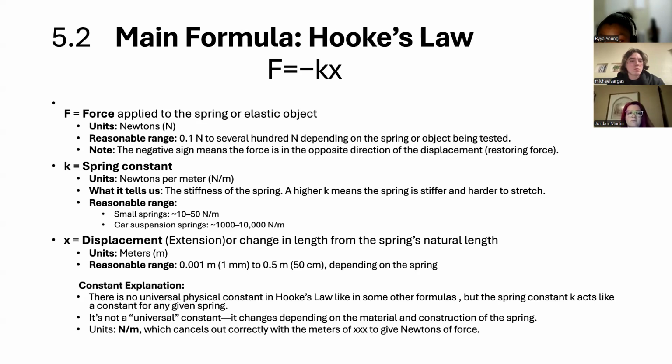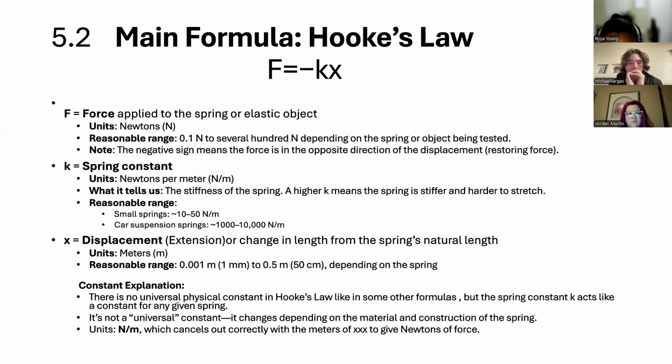of the displacement, a restoring force. K in the formula is the spring constant, and the negative sign belongs to the force. The units are newtons per meter. What it tells us is the stiffness of the spring. A higher K means the spring is stiffer and harder to stretch. A reasonable range: small springs are from 10 to 50 newtons per meter, and car suspension springs 1,000 to 10,000 newtons per meter.